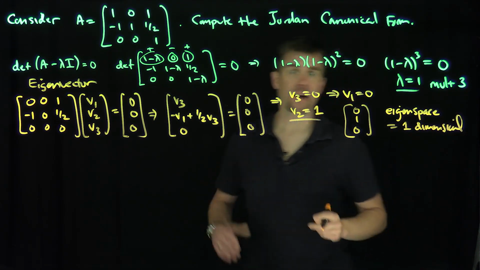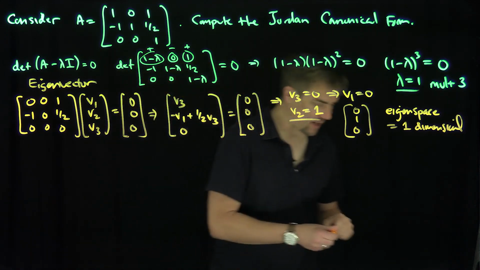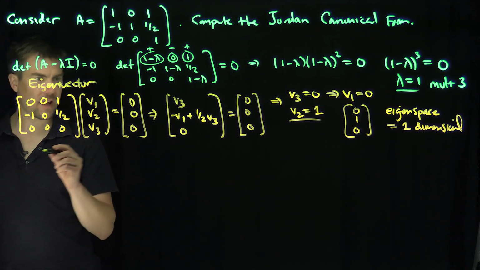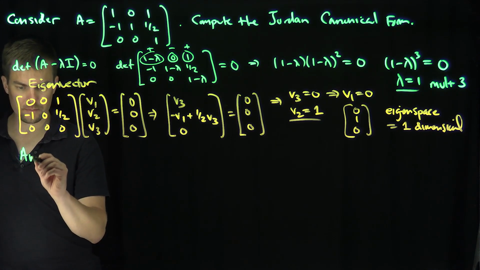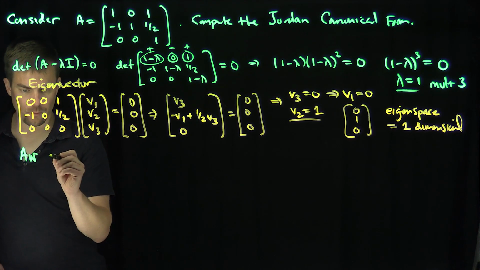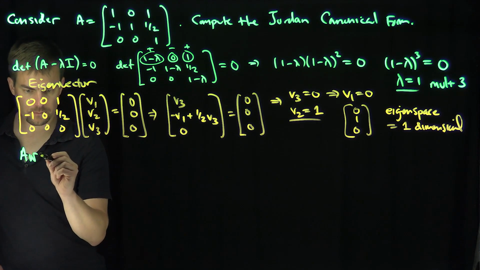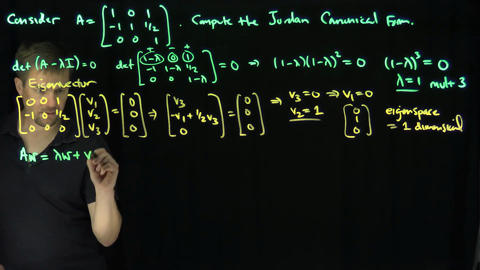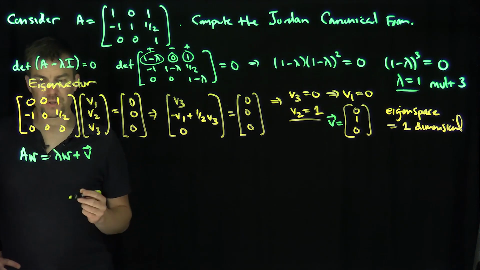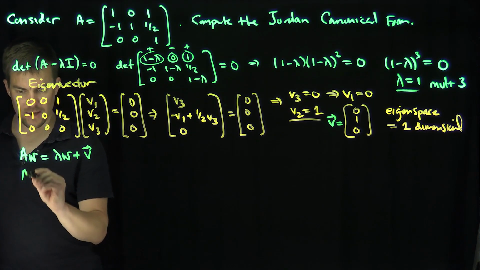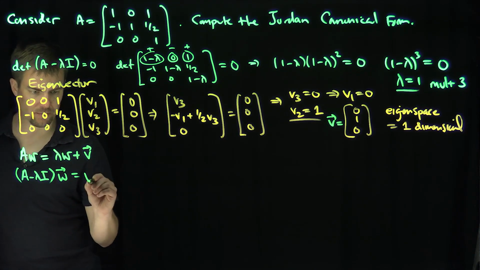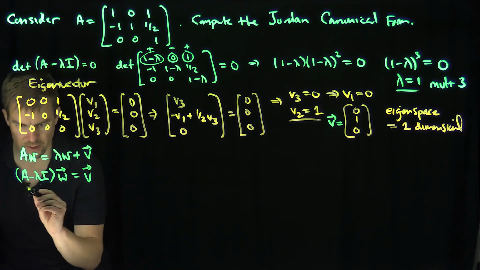Okay? So now I have to solve the generalized eigenvector equation, right? What's the generalized eigenvector equation? That corresponds to a Jordan block. Now I need to find W, for example, such that A of W has to be equal to lambda W plus V, and this is my V over here. Let's call that V. Excellent. And so what does this mean? This means that A minus lambda times the identity, applied to W, is equal to V. This is my first generalized eigenvector equation.